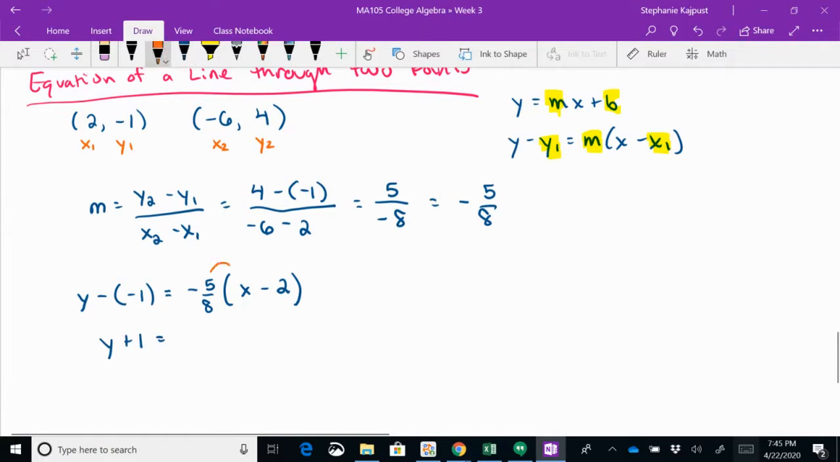And then on the right, you want to distribute through the parentheses. So we get a negative 5 over 8 times x. So that's negative 5 over 8 x. And then negative 5 over 8 times a negative 2. So those two negatives cancel. You get a positive. And when you have a fraction times a whole number, the whole number gets multiplied by the top of the fraction. So that would be 5 times 2. So that's equal to 10 over 8.